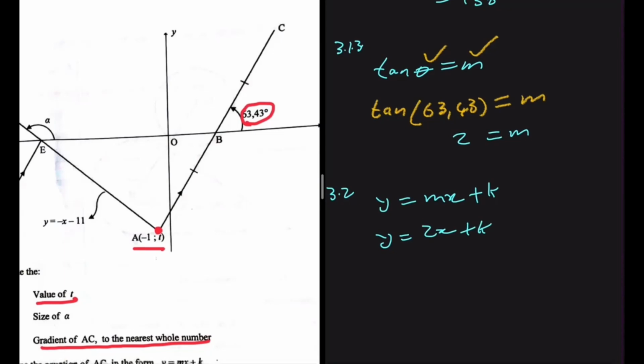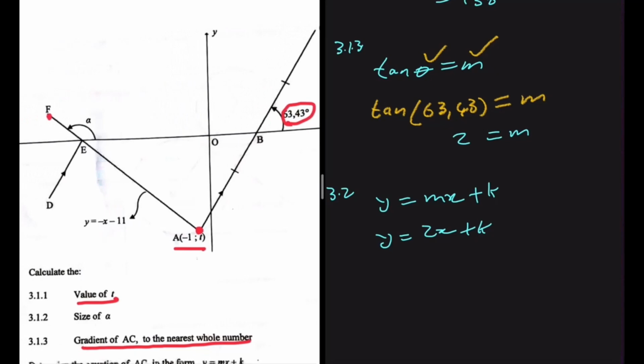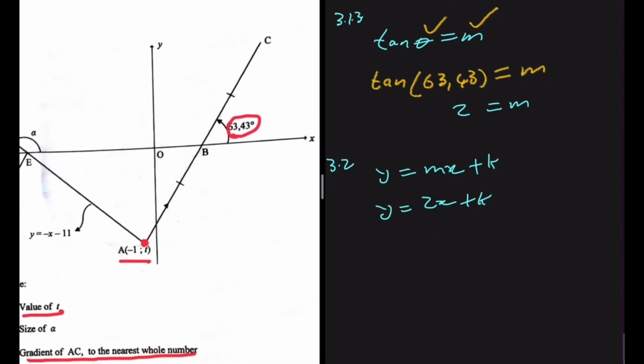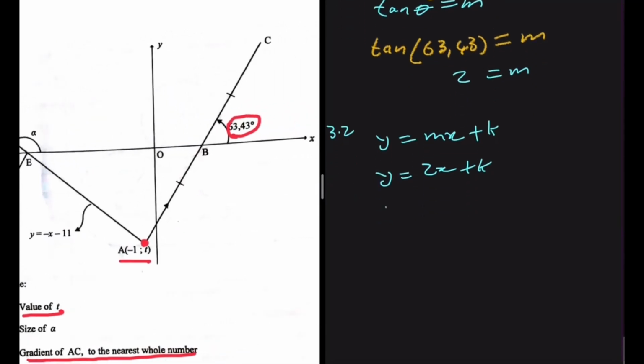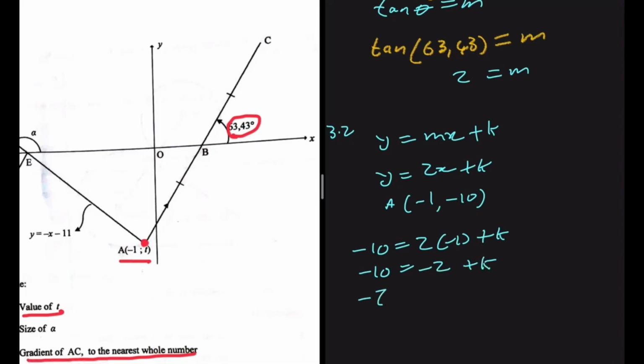How do we do that? We substitute a point on that line. A is a point on the line AF and is a point on the line AC. So again here, we can substitute A. So A is minus 1 and T. But now we know what T is. T is minus 10. We've already calculated that. So we're going to have minus 10 being equal to 2 multiplied by minus 1 plus k. So minus 10 is equal to minus 2 plus k. It's easy to see that minus 8 is equal to k, right?